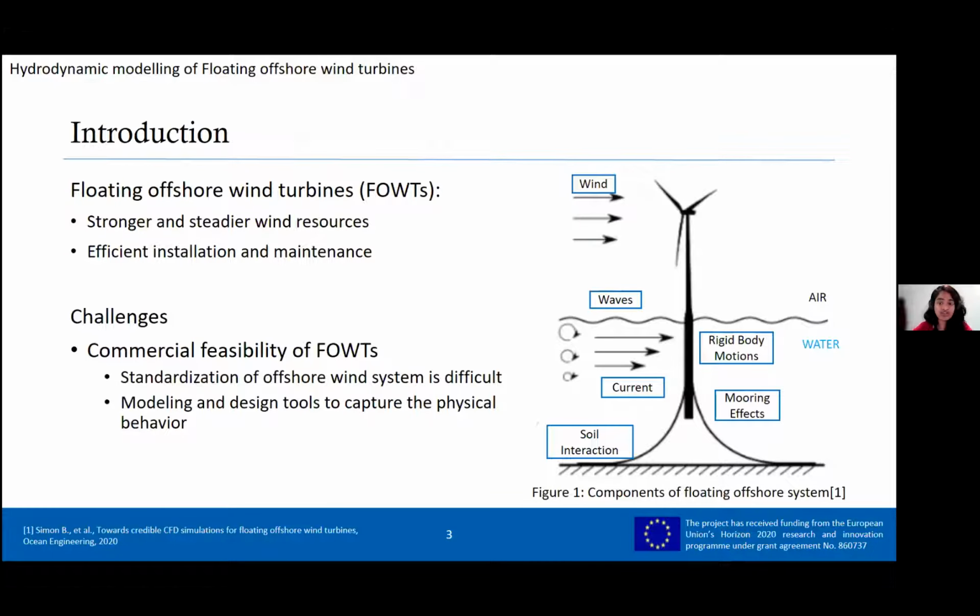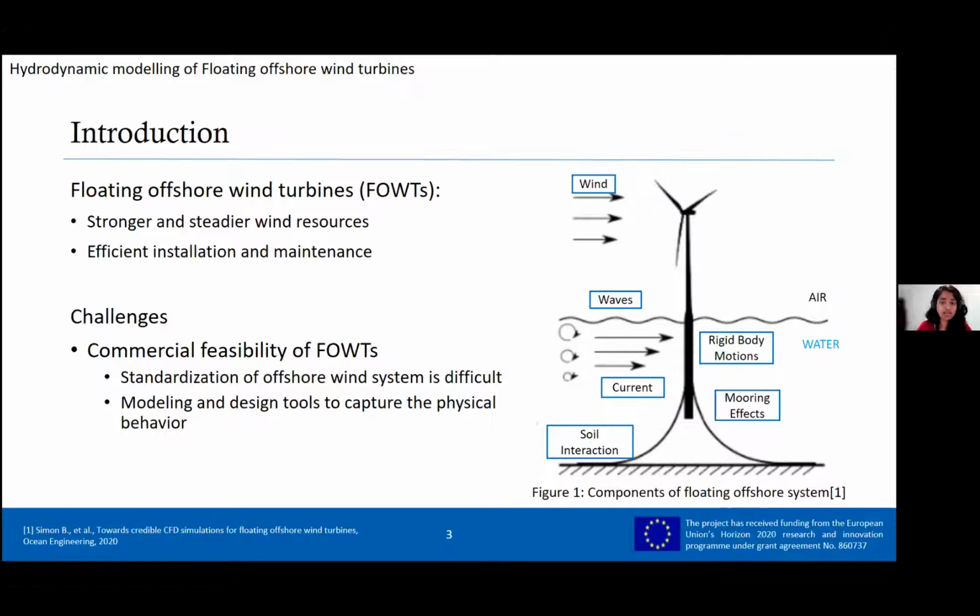With the decline of availability of shallow water sites over the last few years, the offshore wind industry has made a transition towards floating offshore wind turbines, which offer great potential to exploit the stronger and steadier wind resources in the deep waters. It also provides easier installation and maintenance capabilities. However, it should be noted that floating offshore wind turbines are more expensive compared to fixed offshore.